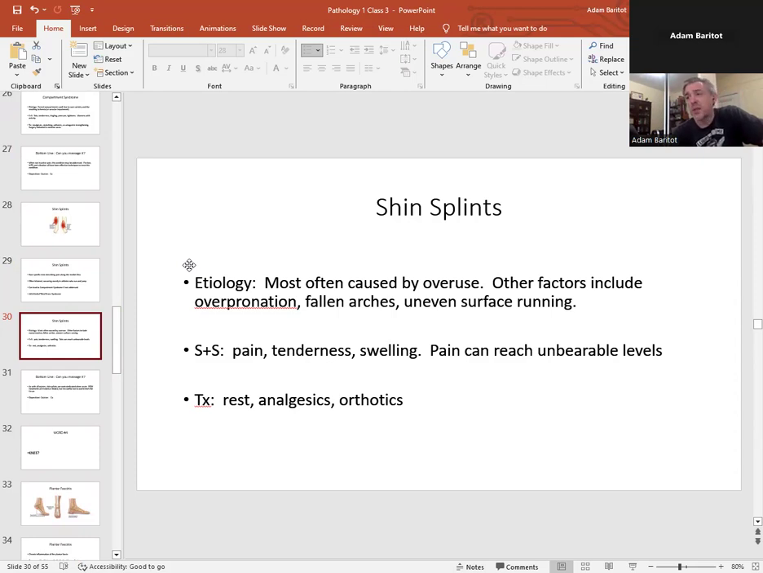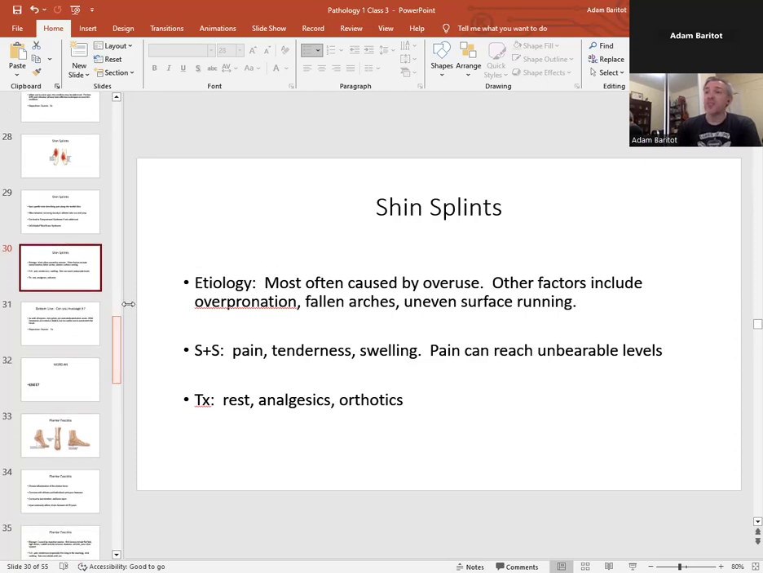Signs and symptoms for shin splints: pain, tenderness, and swelling. The pain with shin splints can reach unbearable levels in their extreme. Treatment for shin splints is rest. They tell you not to work out anymore. Analgesics may be needed, and again, orthotics to address overpronation.